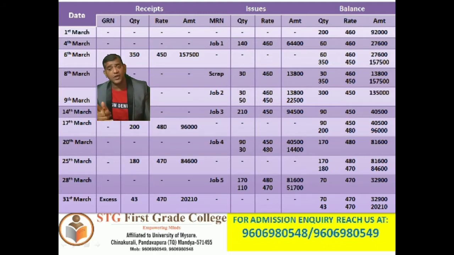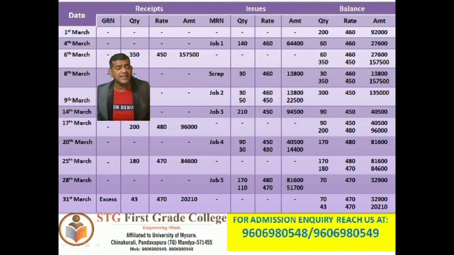But in the balance column, first copy the previous date balance. That is on 4th March. What was the balance? 60 tons at 460 rupees. So amount 27,600. So now enter today's purchase, that is 350 tons at 450 rupees, 1,57,500 rupees. So now close the table.